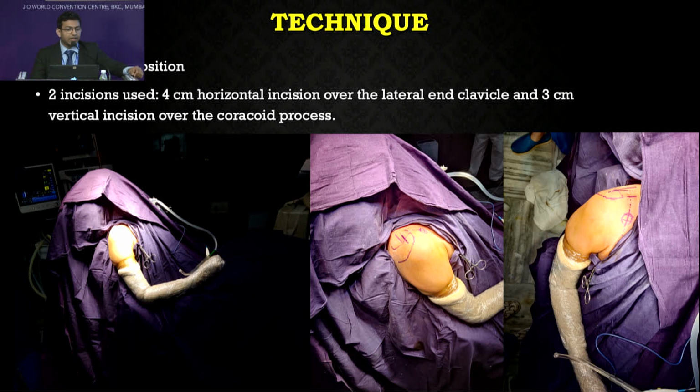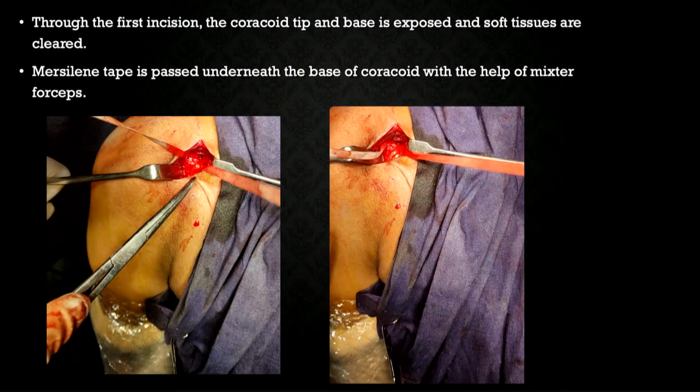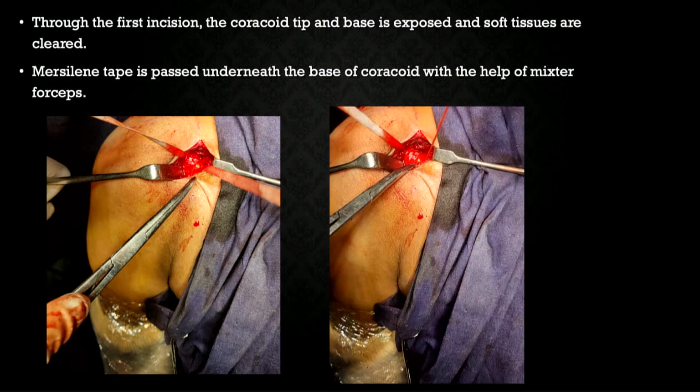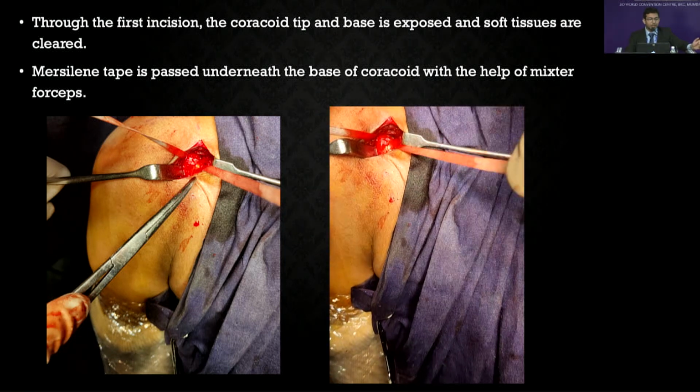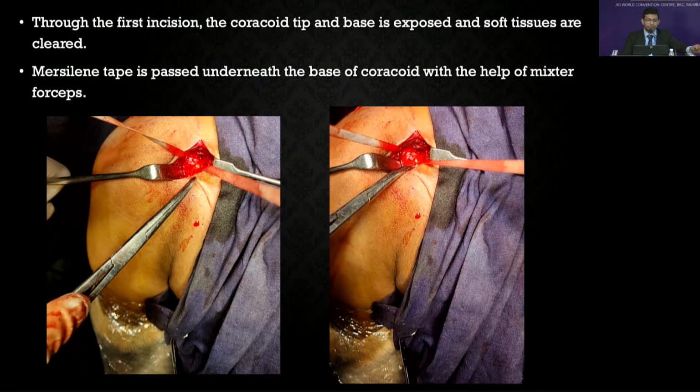We do this technique in the beach chair position after appropriate anesthesia, and 2 small incisions are given. The first incision is over the coracoid process, a vertical incision, and the second incision is lateral, over the lateral end of the clavicle. Through the first incision, the coracoid tip and base are exposed and the soft tissues are cleared. The muslin tape is then passed underneath the base of the coracoid with the help of a Mixter's forceps.